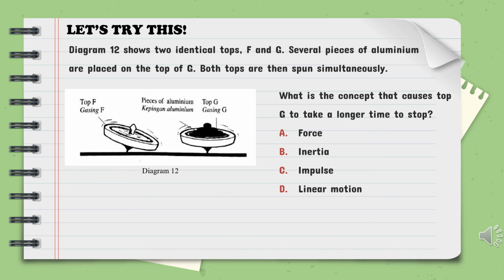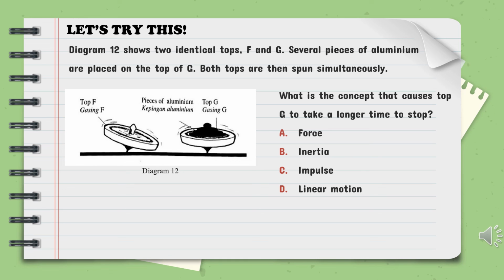Diagram 12 in this question shows two identical tops, F and G. Several pieces of aluminium are placed on top of G. Both tops are then spun simultaneously. The pieces of aluminium make top G heavier than top F. When both tops are spun simultaneously, top G takes a longer time to stop compared to top F.